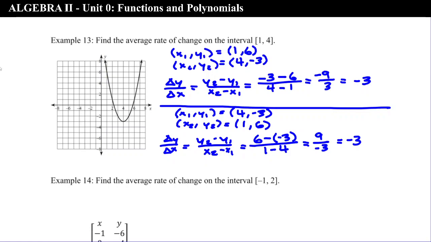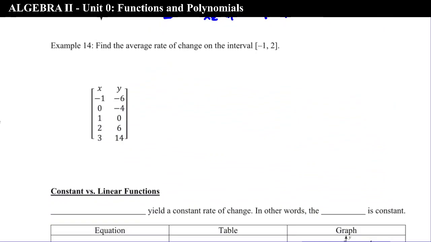Let's do one other example. We're going to use a table of values to find the average rate of change. And for this one, we're going to find it on the interval -1 to 2. Well, this is even easier than doing a graph because the values are just given to you. So we need to know what x1, y1 is, and we need to know what x2, y2 is.